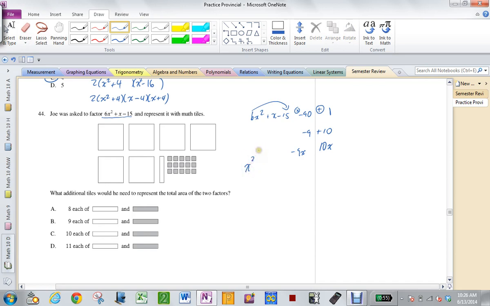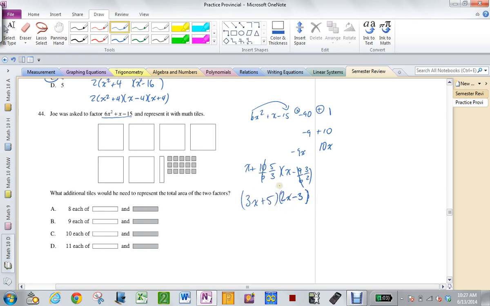So I'm going to rewrite this as x squared plus 10 over 6 x minus 9 over 6 x. And then I'm going to fix it up. That becomes 5 over 3. So that's 3x plus 5. And this one becomes 3 over 2. 3x minus 2. Sorry. 2x minus 3. Now I've got it. So those are my factors.